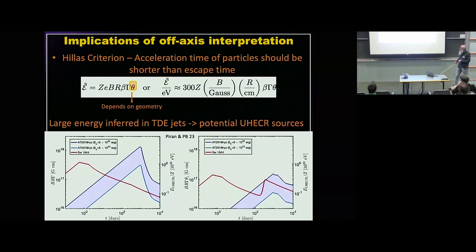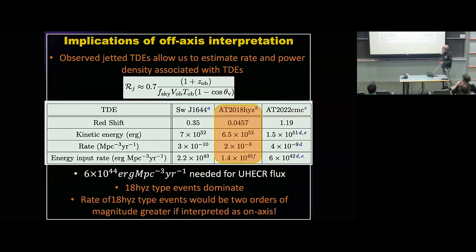These jets can reach those conditions after a few hundred days. So they are a potential source of these particles. Furthermore, if you look at the rates, they are also sufficient in terms of the power injected per volume in the universe. And what actually ends up dominating the rates are events like 18HYZ.